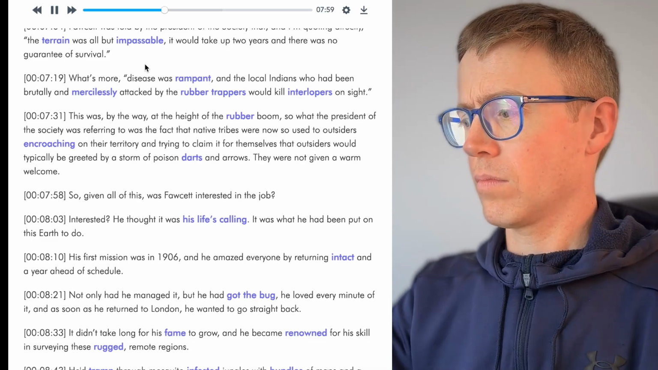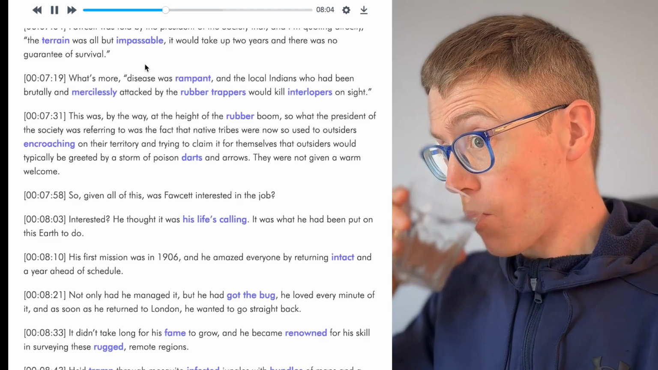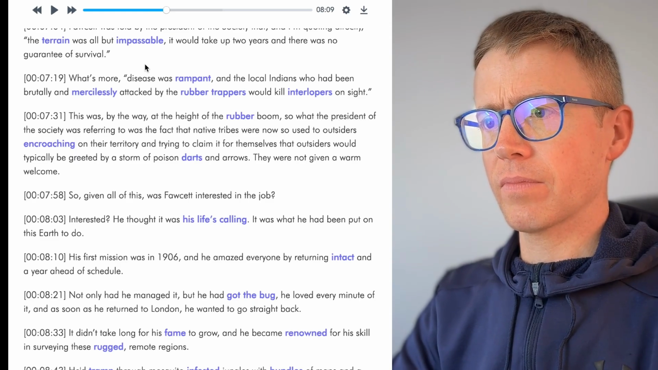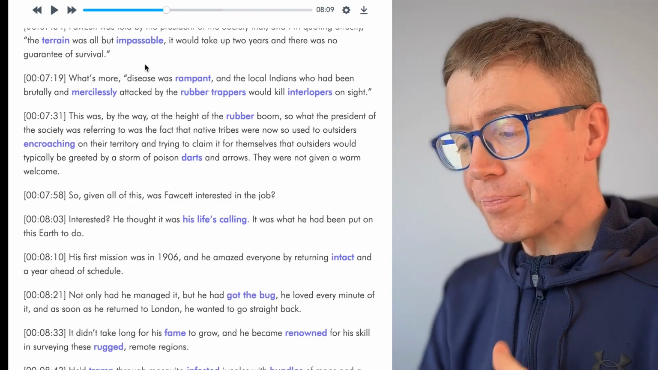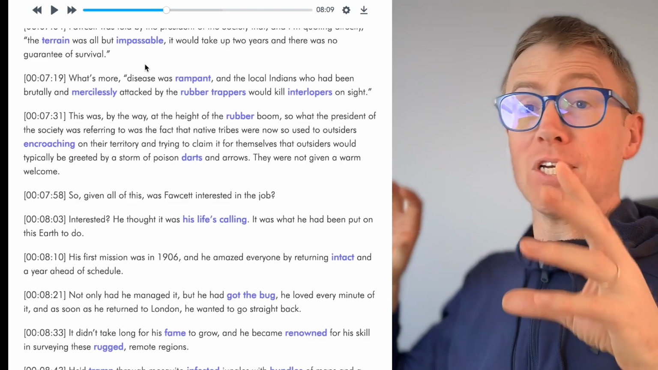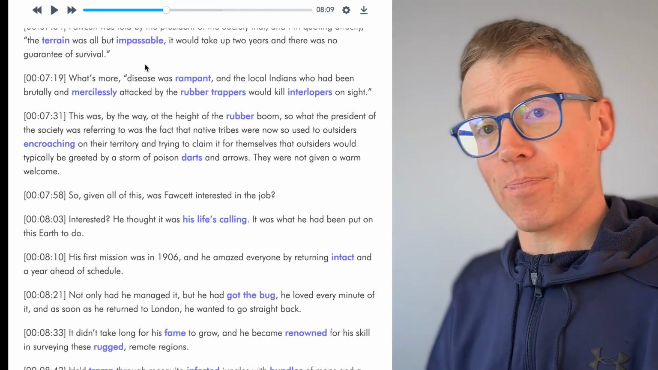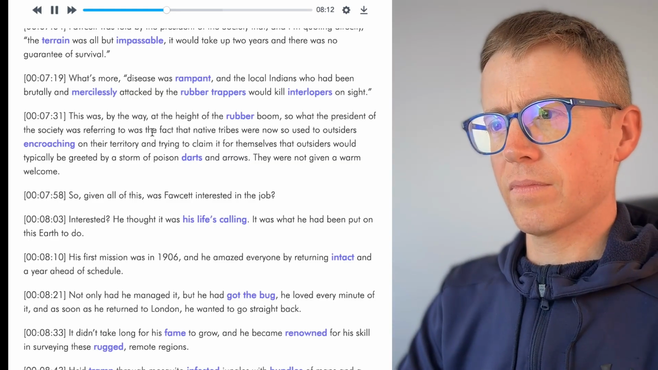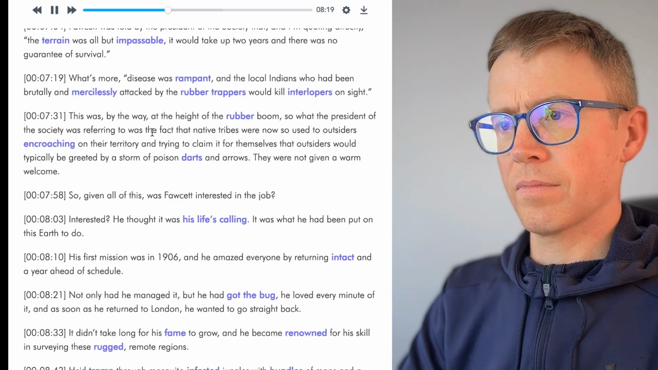So, given all of this, was Fawcett interested in the job? Interested? He thought it was his life's calling. It was what he had been put on this earth to do. If something is your life's calling or your calling, it's this idea that some divine being, some kind of God, has said, this is what you need to do. This is why you exist, to do this thing. His first mission was in 1906, and he amazed everyone by returning intact and a year ahead of schedule.